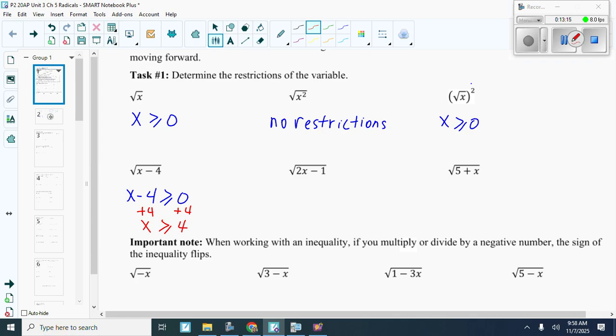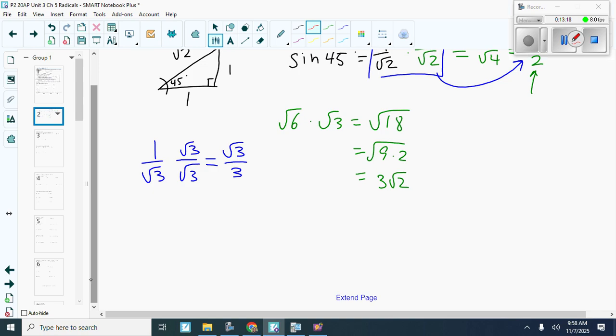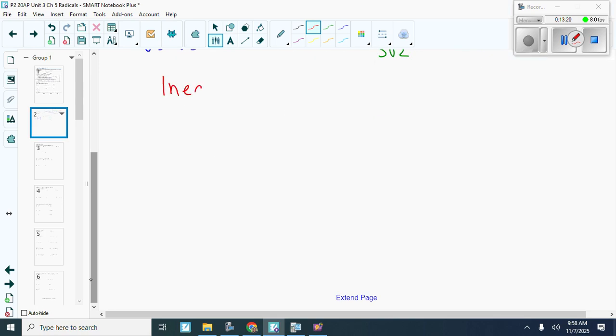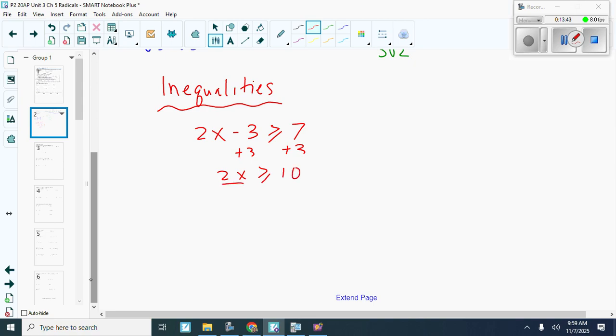With our inequalities, let's go back to my notes here. Let's say we had 2x minus 3 greater than or equal to 7. It's sort of like an equation, but it's an inequality. We would treat it like an equal sign. We would add 3 to both sides, 2x greater than or equal to 10, divide by 2, and that would be 5. So it works just like an equation, except, here's our exception.